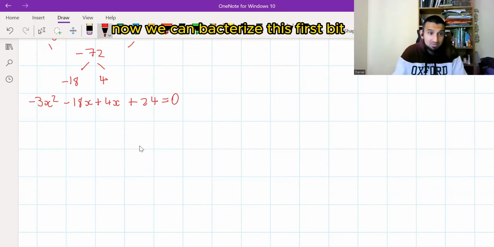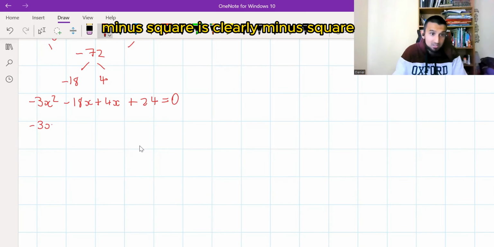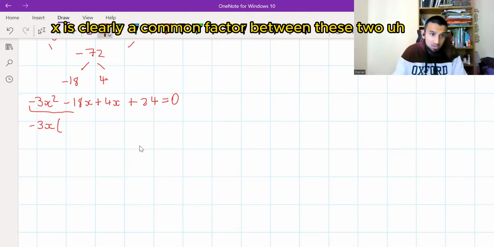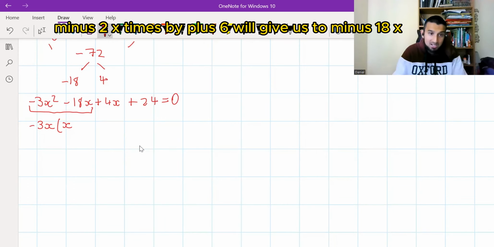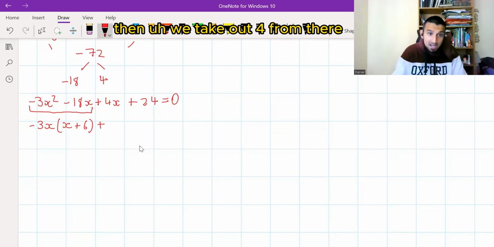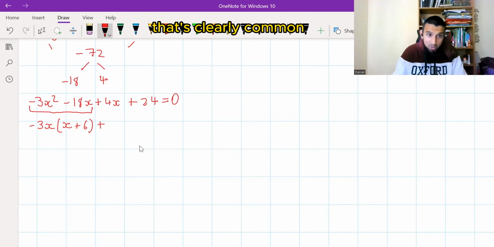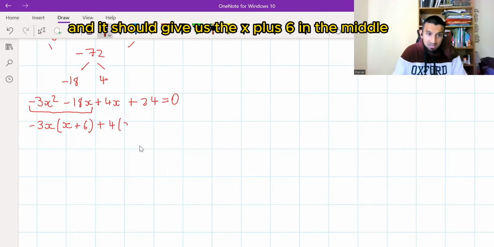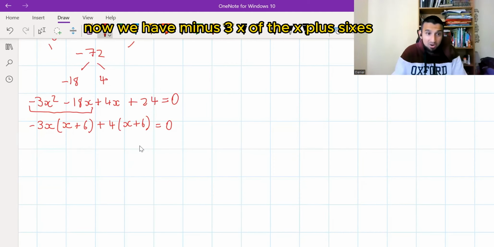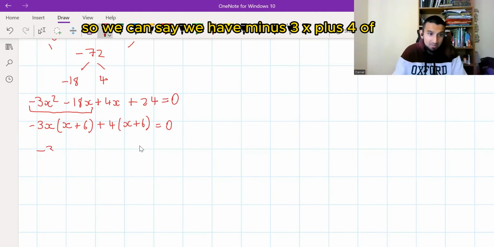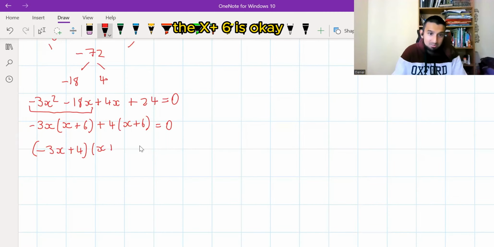Now we can factorize this first bit. Minus 3x is clearly a common factor between these two. Minus 3x times x will give us the minus 3x squared. Minus 3x times plus 6 will give us the minus 18x. Then we take out 4 from here. That's clearly common, and it should give us the x plus 6 in the middle. And it does indeed equal 0. Now we have minus 3x of the x plus 6's, and another 4 of the x plus 6's. So we can say we have minus 3x plus 4 of the x plus 6's.